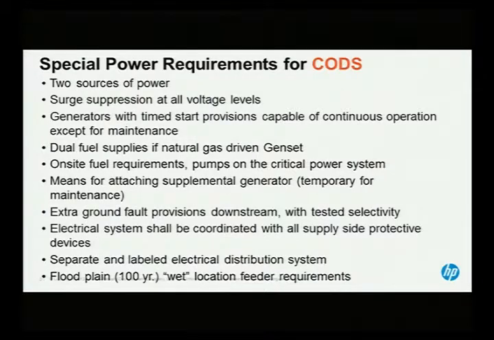Extra ground fault provisions for downstream tested availability, selectivity, and the electrical system has to be coordinated all the way down the line. So they're going to want to see a coordination plan. You have to separate and label the electrical system for the CODS. It can't be a common system with the rest of the building. So if you're in a leased building or a co-location, and your area is designated CODS, it has to have a dedicated electrical system. And here's an important one.